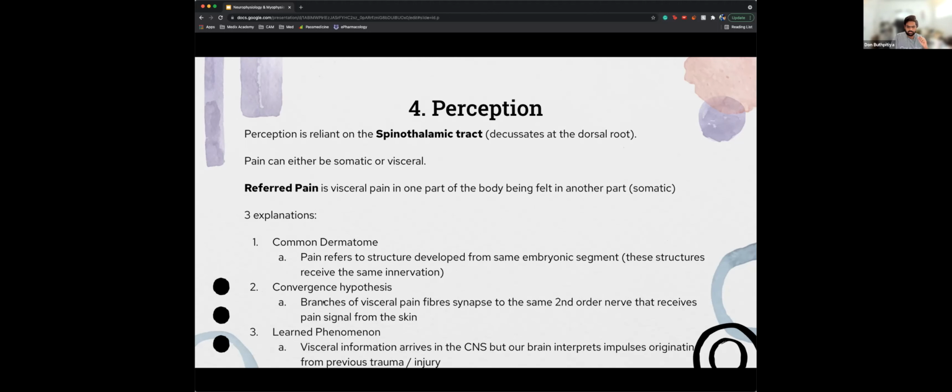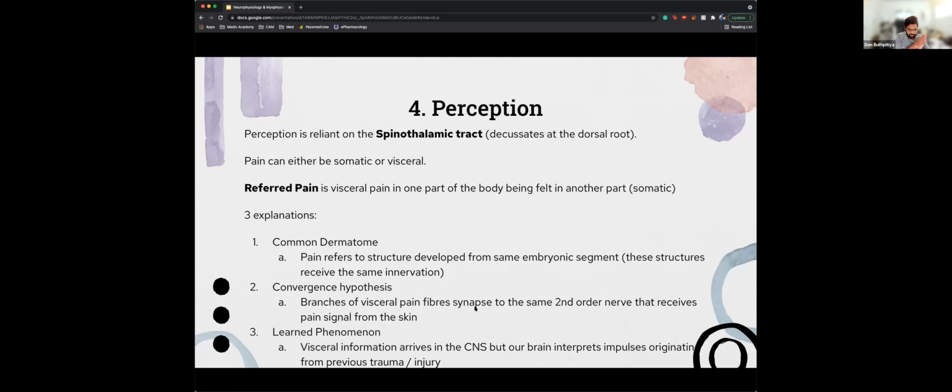Convergence hypothesis is basically where branches of the visceral pain fibers synapse to the same second order nerve. So whatever organ it is, it'll be conducted through the same neurons as another pain signal that's coming from the skin. And so the person will feel that pain from the skin rather than from inside.